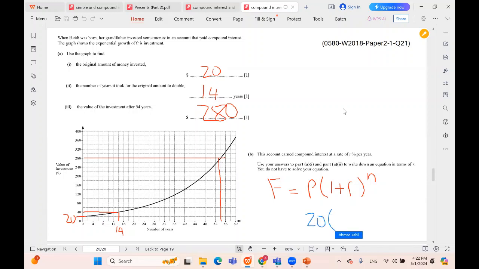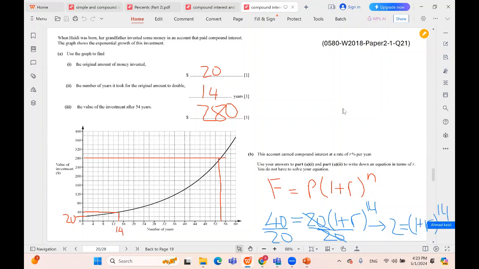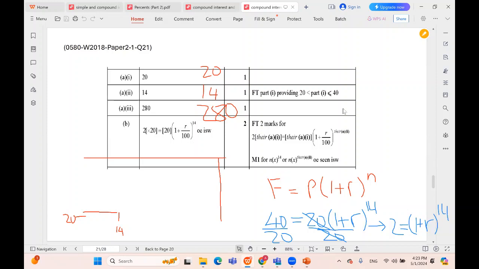And the future value is the double, which is 40. So 40 equals 20 times 1 plus R to the power of 14, because it took 14 years. You can simplify by dividing by 20 on both sides. You don't have to solve it, but you can just simplify initially. It becomes 2 equals 1 plus R to the power of 14. So you have 20 and 14 and 280.